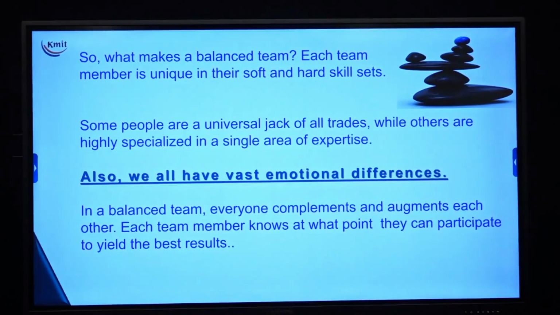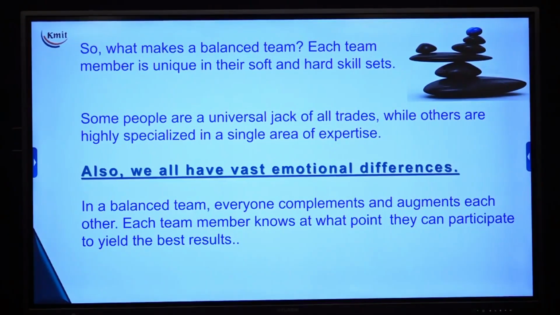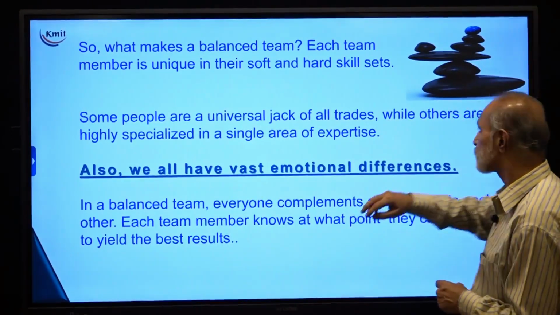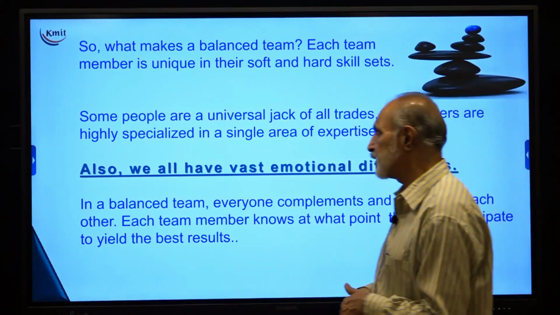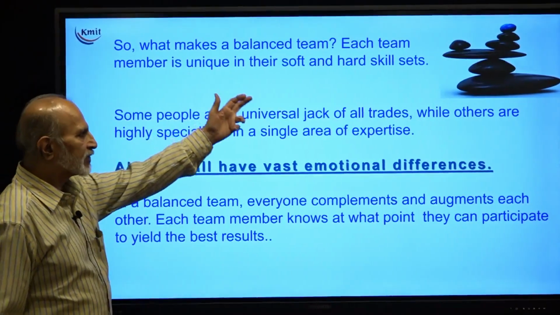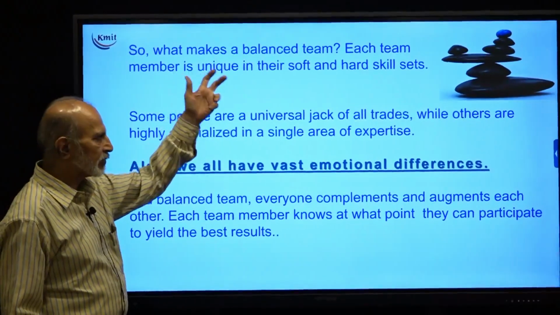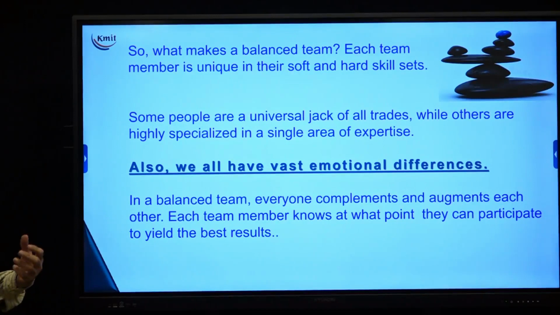So what is called a balanced team? Each team member is unique in their soft and hard skill set. If I have 5 or 6 members in the team, each member will definitely have a unique skill, maybe a hardware skill, maybe a software skill, or maybe a talking or communication skill. Each one will have a different set of skills.